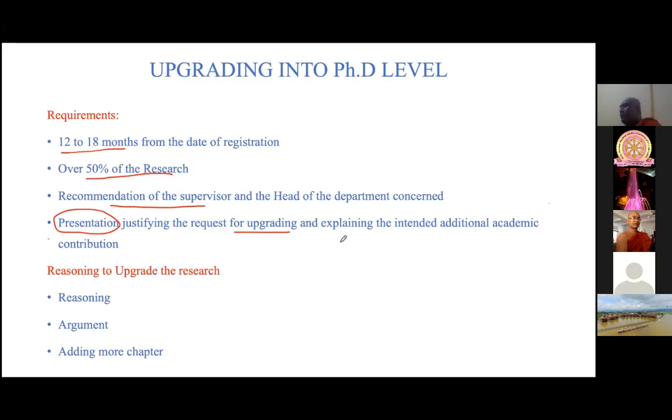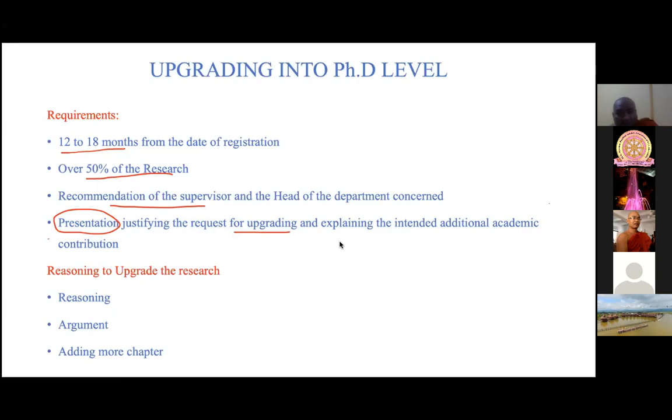There is one more reason. If you can give a strong and solid reason, they will accept it. Usually the student says, I already completed 50% of my research, and my research is deeper than I expected. Such a reason, they hear very often when students do their upgrade presentation.